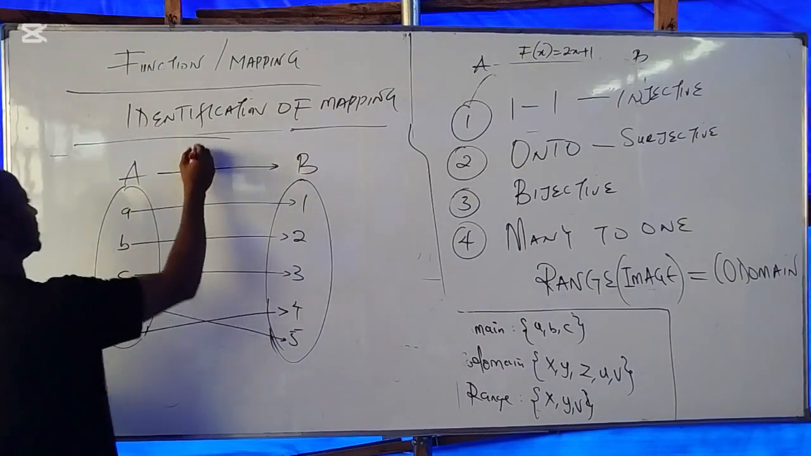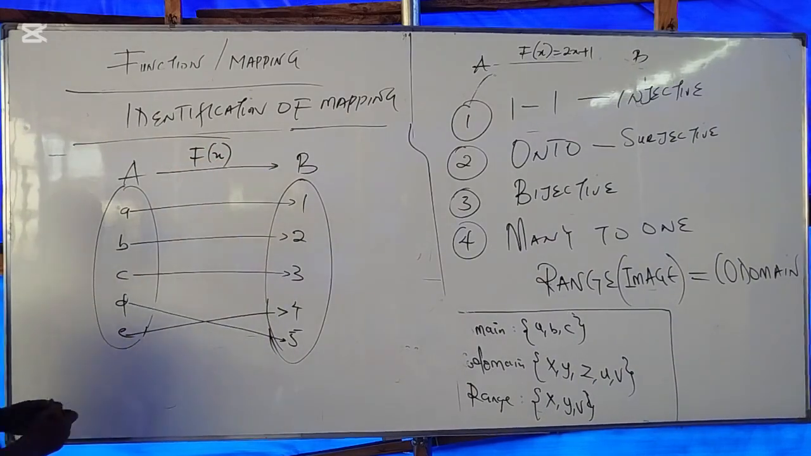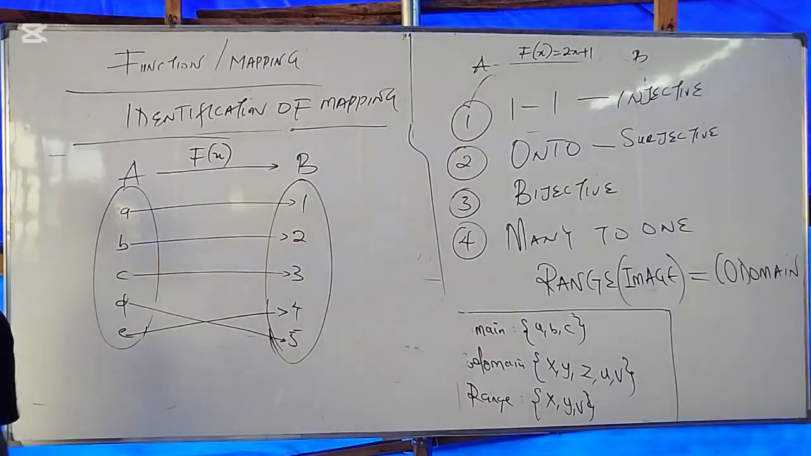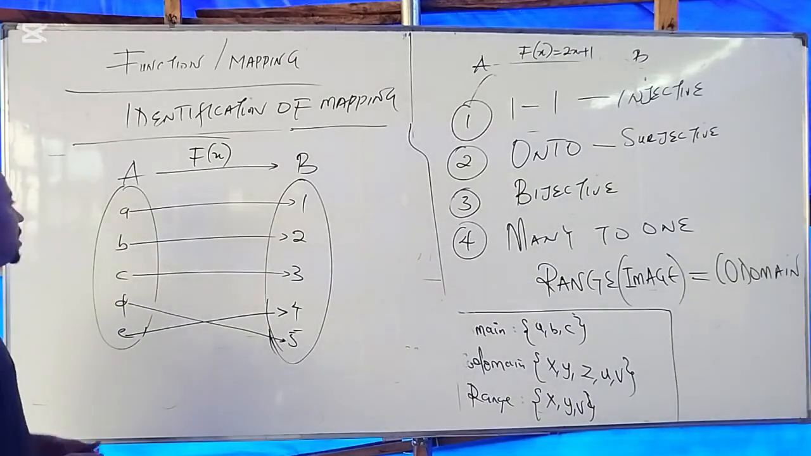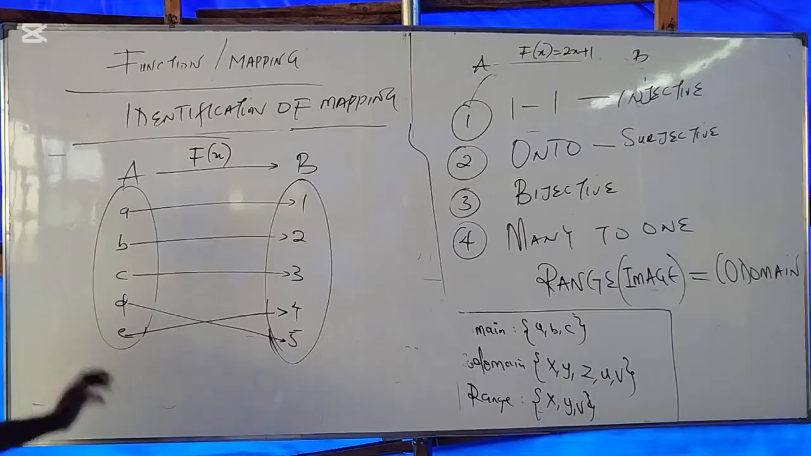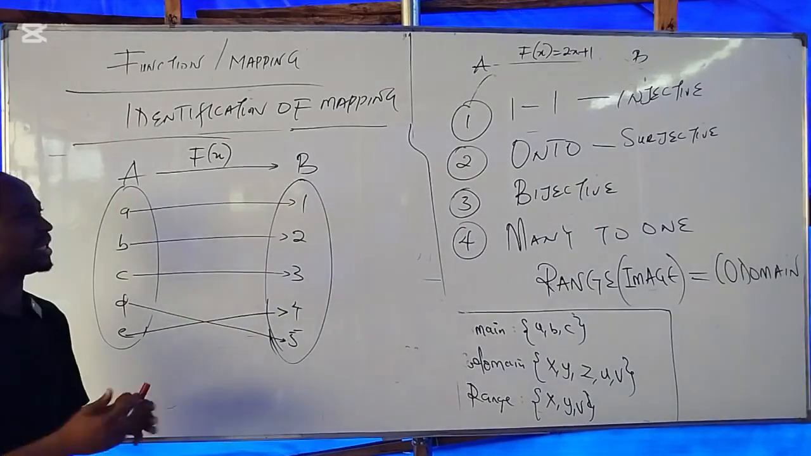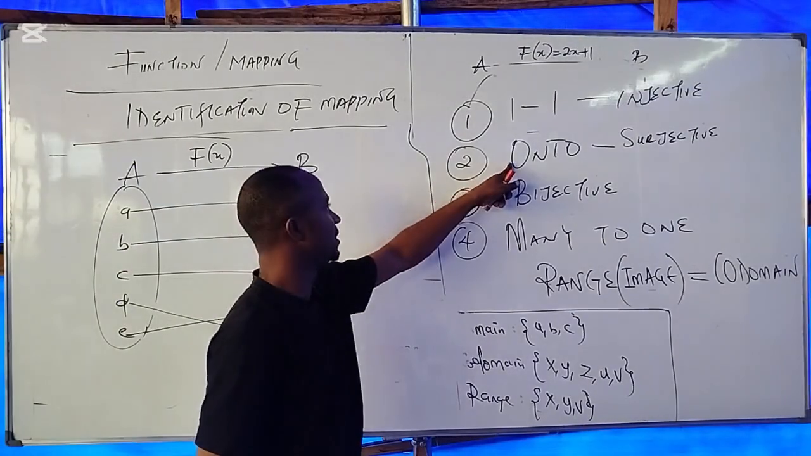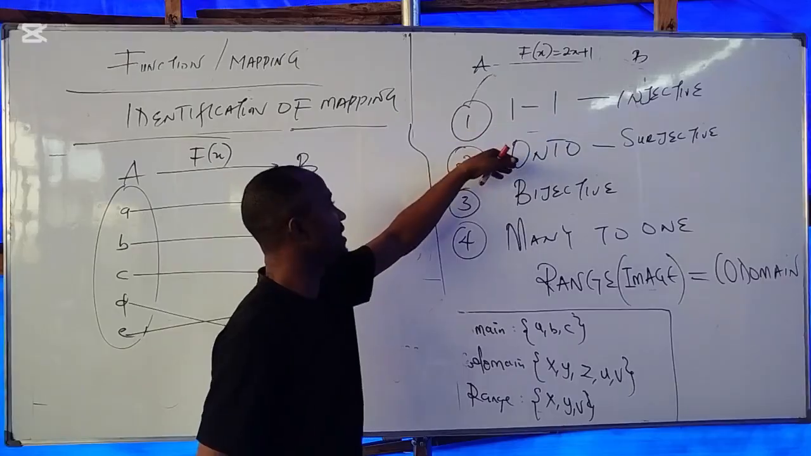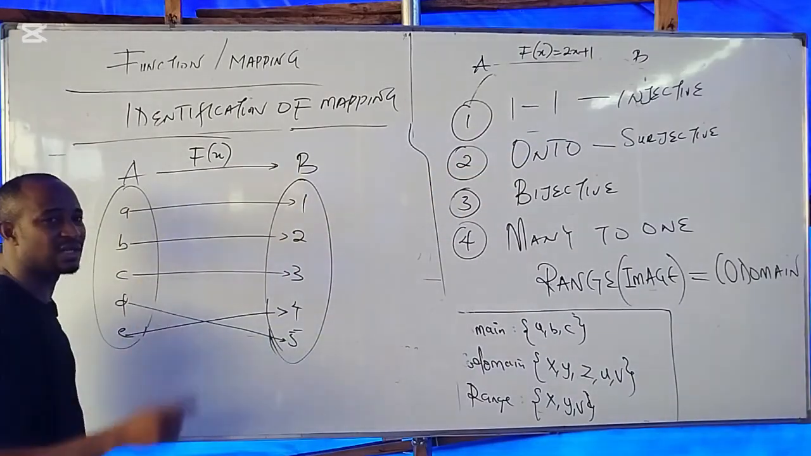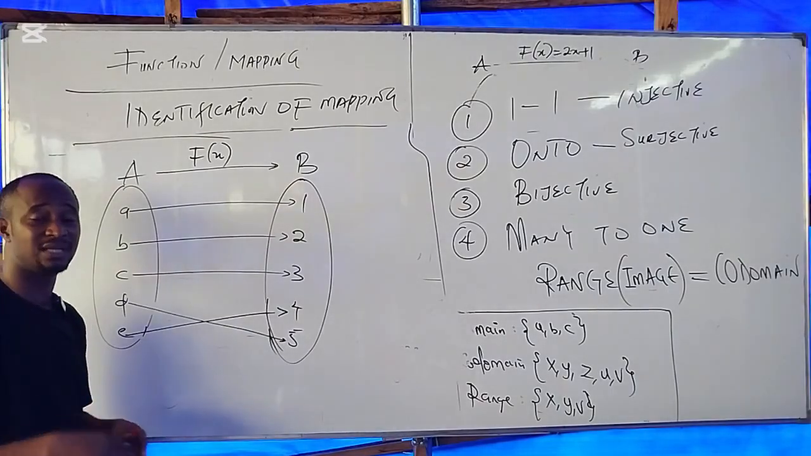So if we say that this is our f of x, this kind of function is bijective in the sense that it is one-to-one, which is injective. It is also surjective. Why do we say it is one-to-one? Because every element in the domain has an image in the codomain. Secondly, why is it surjective? Because every element in the codomain is assigned to at least one. At least one simply means either 1 or 2 or 3.